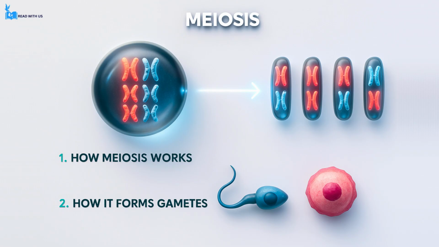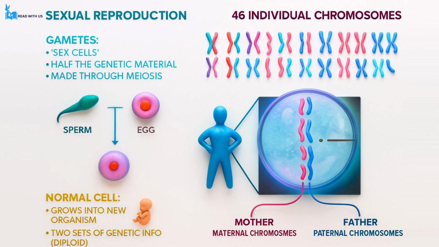In this video, we are going to explore the process known as meiosis and understand how it leads to the formation of special cells called gametes, which are also referred to as sex cells. These include sperm cells in males and egg cells in females, and they are essential for sexual reproduction. The most important feature of these gametes is that they only contain half the amount of genetic material that is present in a normal body cell, and because of this we describe them as haploid cells.